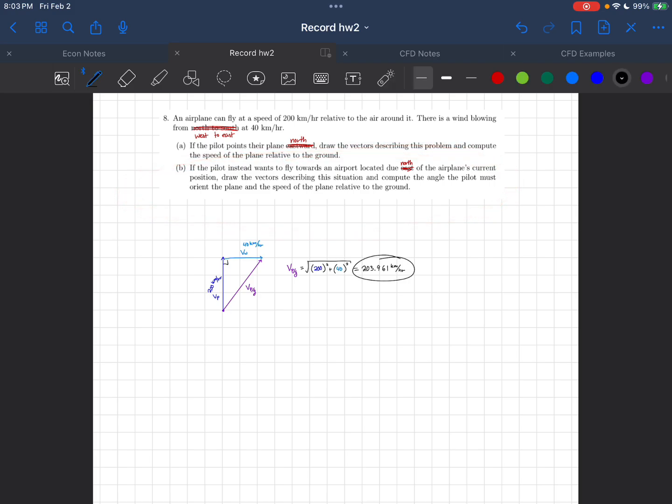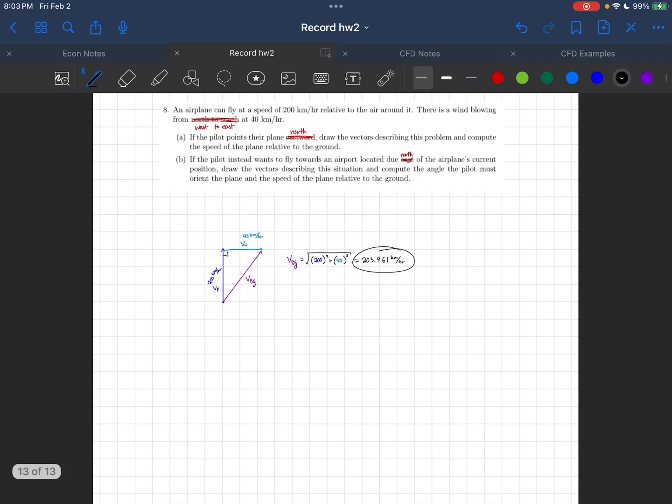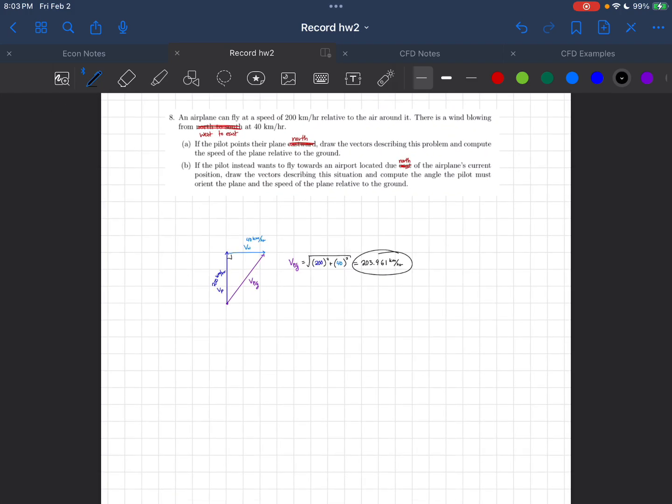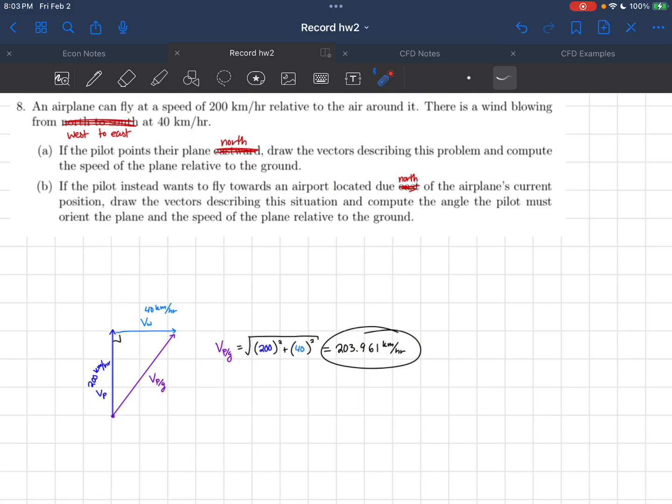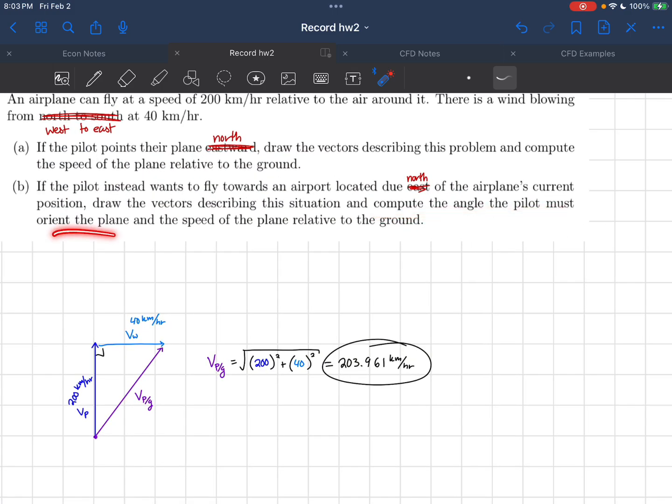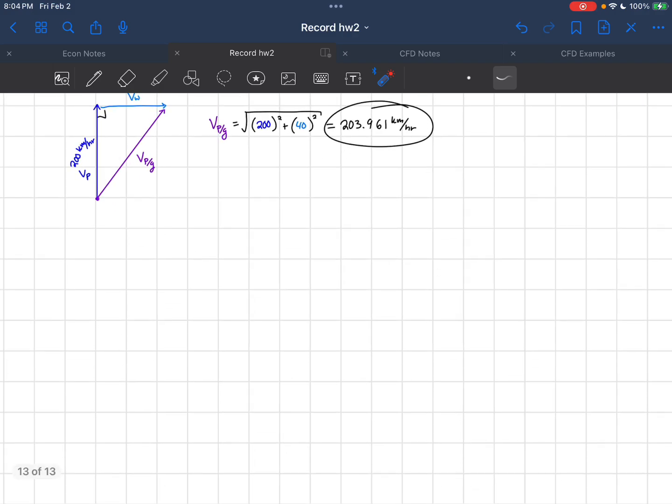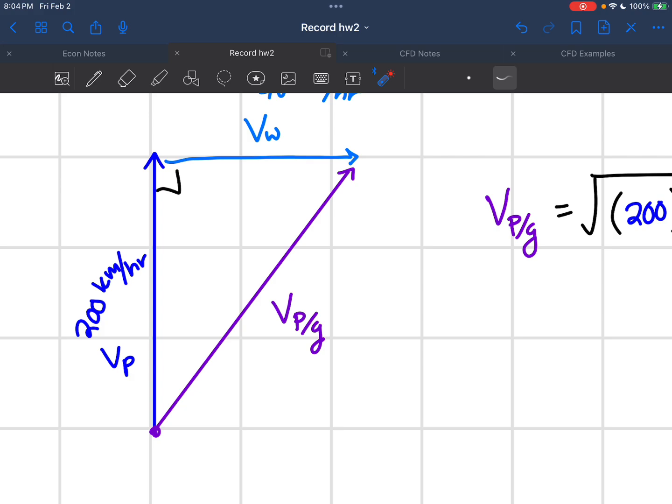Right? If the pilot wants to fly due north of the airplane's current location, I have to draw the vectors describing the situation. Then I need to compute the angle the pilot must orient the plane and the speed of the plane relative to the ground in this situation. So what I did before is I set up my velocity of the plane plus my velocity of the wind equals my velocity relative to the ground. Right? So tip to tail like that.